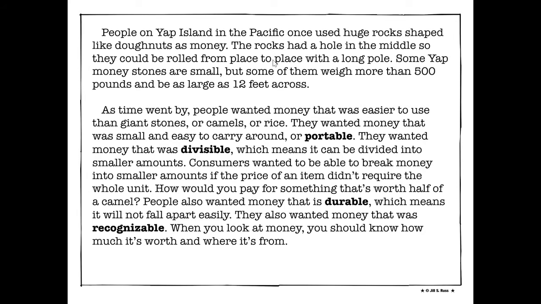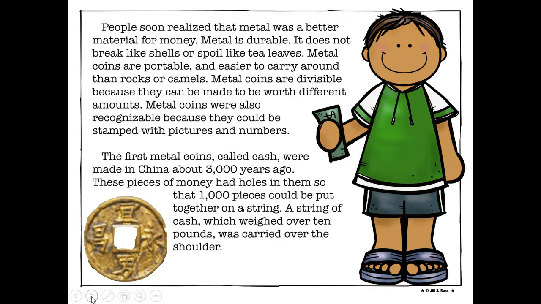But obviously over time, we realized that we needed things that were portable, or easy to carry around, that were divisible, meaning we could divide them into smaller amounts, that were durable, meaning they weren't going to fall apart easily, and recognizable. So we talked about that we now have money made from metal, our coins, because they are durable, portable, divisible, and recognizable. And that the first metal coin was made in China 3,000 years ago, and it had that hole in it so they could put them together on a string.